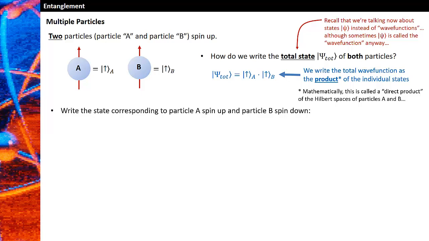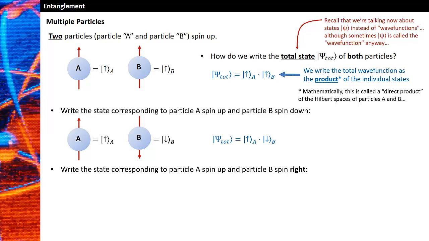How about another example? Let's consider the case where we have particle A spin up and particle B spin down. What is the total wave function in this case? Well, particle A has a spin up ket, particle B has a spin down ket, and so the total wave function will be particle A up times particle B down. Notice that at the moment I'm just labeling the kets with a subscript A and B just so I know which one I'm talking about.